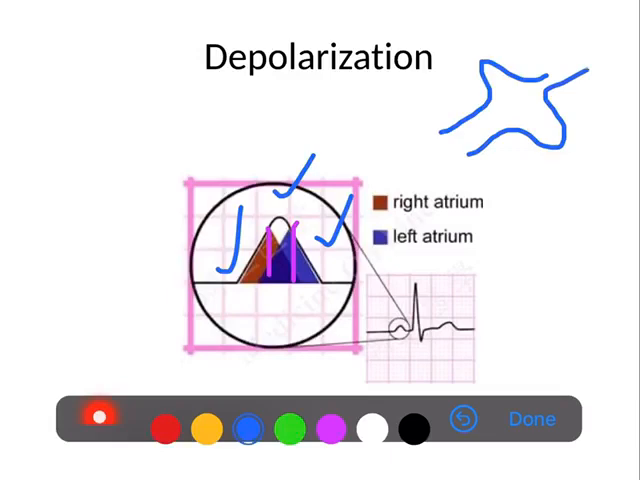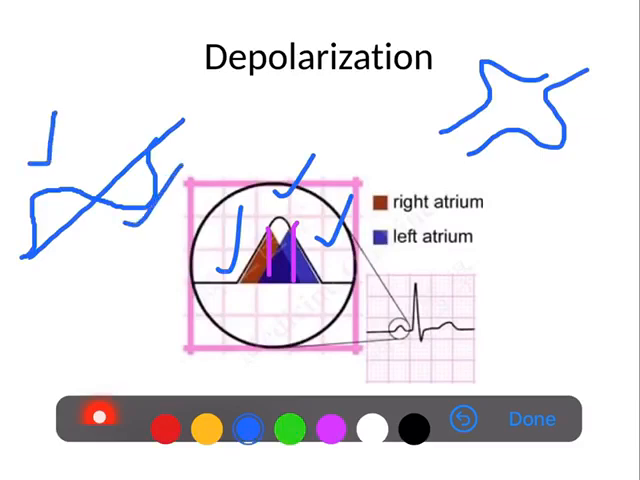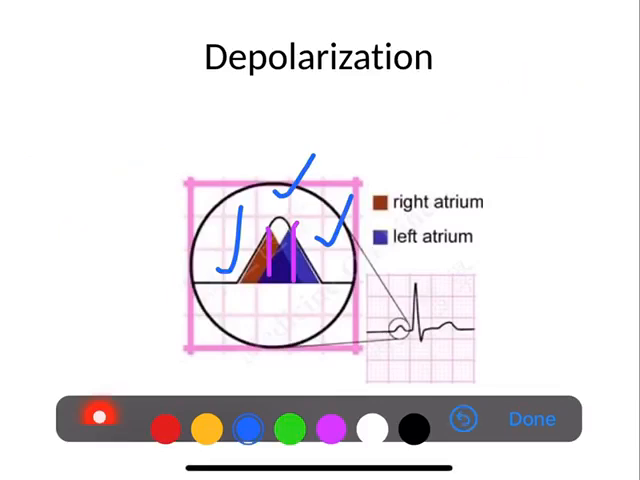Coming to V1, the problem is that in V1 the right atrium and left atrium depolarize in opposite directions. Assume this is the depolarization of the right atrium, then this is the depolarization of the left atrium. So in lead V1 there is a positive deflection and a negative deflection. The positive deflection represents right atrial depolarization and the negative deflection represents left atrial depolarization. This is the reason why the vector changes in different leads.